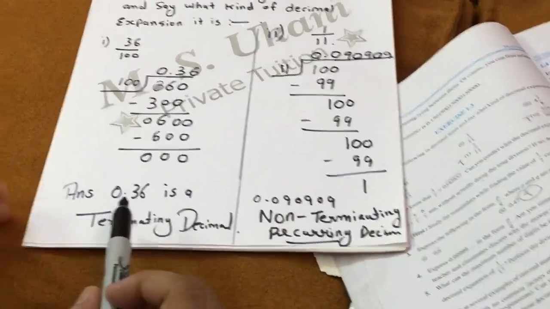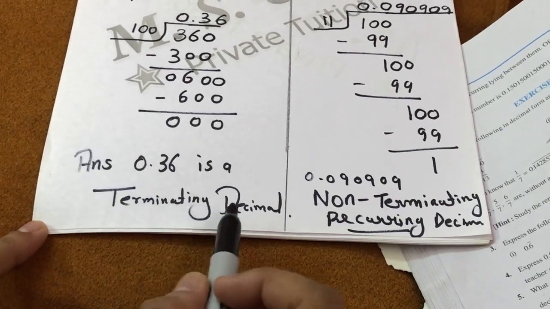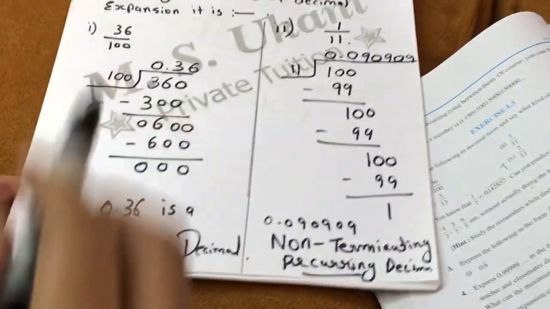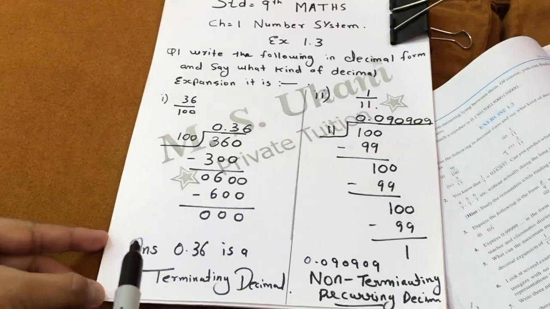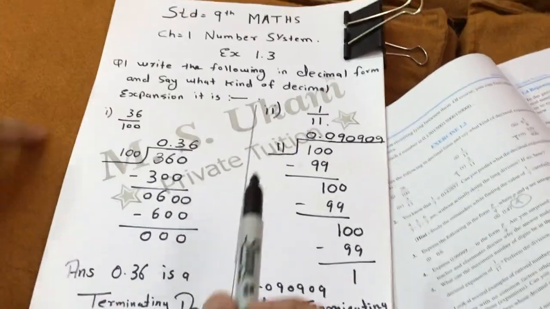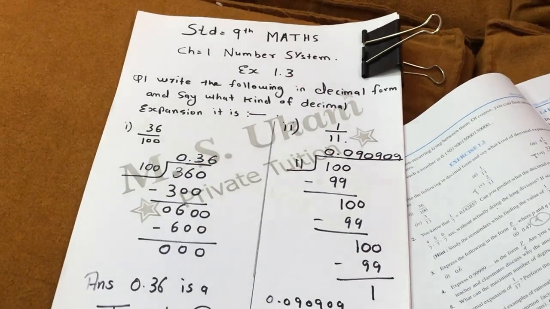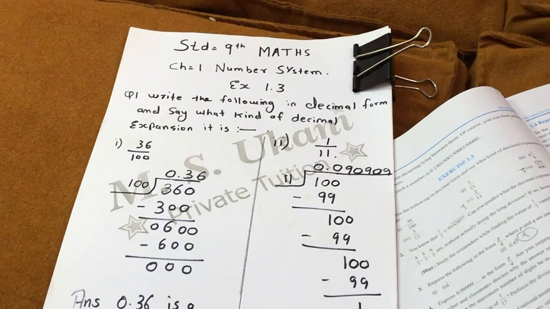And in the first one, our remainder comes 0, which means it is known as terminating decimal. So in this way, these are sums number 1 and 2 in question 1, Exercise 1.3, Maths Chapter number 1, that is Number System, Standard 9.